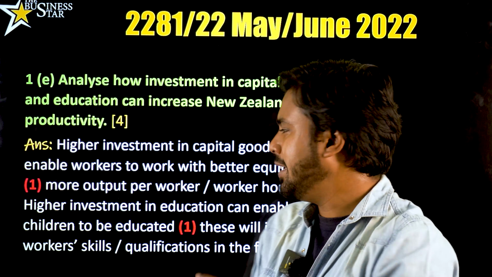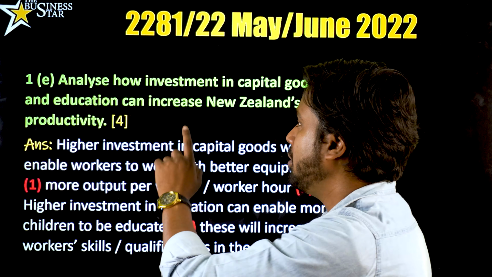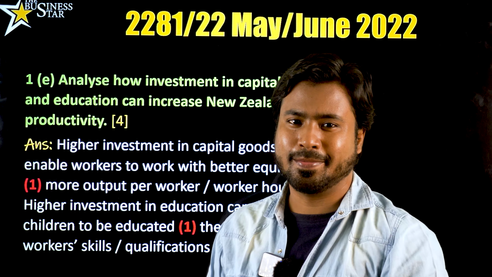Okay, so basically the 4 marks are distributed over here. This is how you're going to write a question which is of 4 marks, and the question is 1E. Let's move on to the next question.